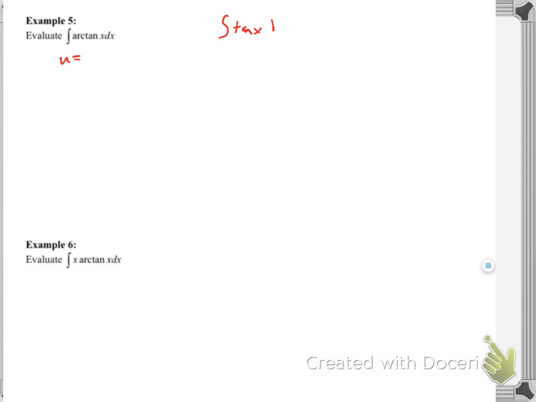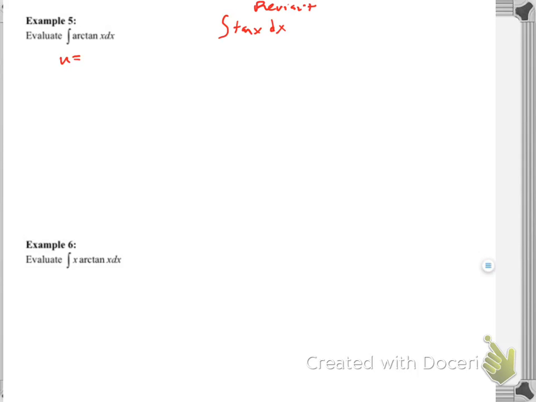All right, so next, let's jump to 5. This is a good one. Let's put our LIPET to test. This is inverse trig, arctangent of x. That's our second option. We want to pick that inverse trig to be our u. That leaves dx to be our dv. And so let's take a peek at that.